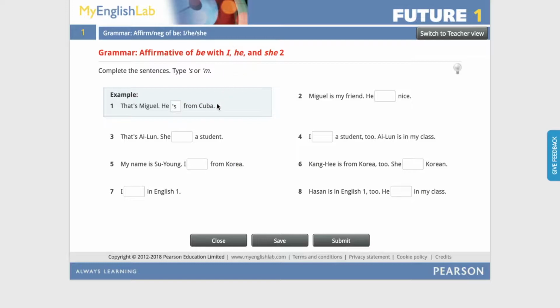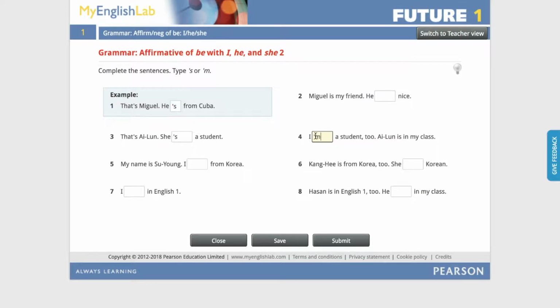That's Miguel, for example. He's from Cuba. That's a contraction. So if we go to the next one, that's Ailong. She's, a contraction, a student. We go to the next one. We can go across, actually. I am, and we make a contraction, apostrophe M. So you're wondering, what is that little mark that you make? Apostrophe M. I'm a student too.